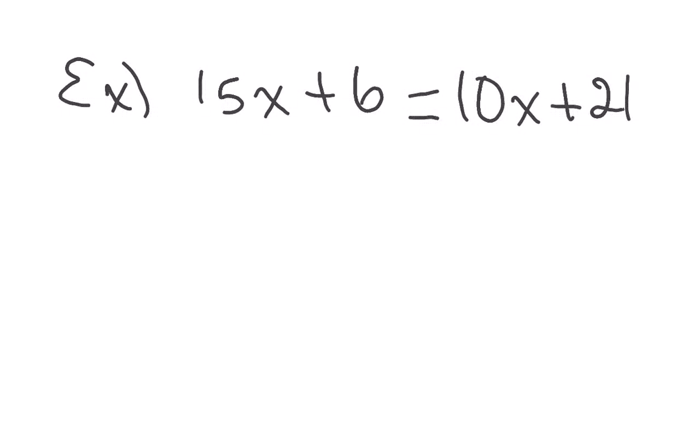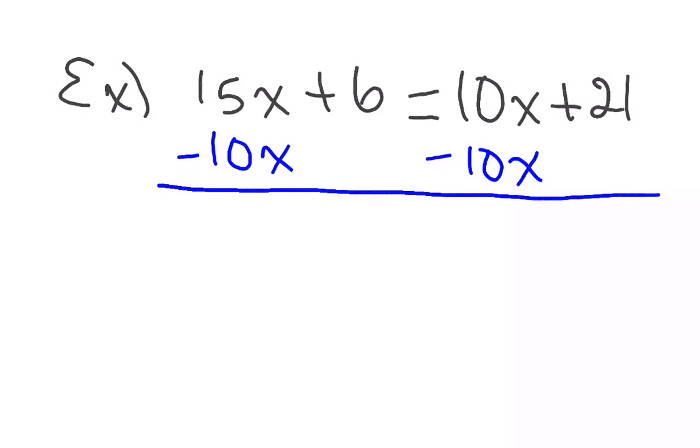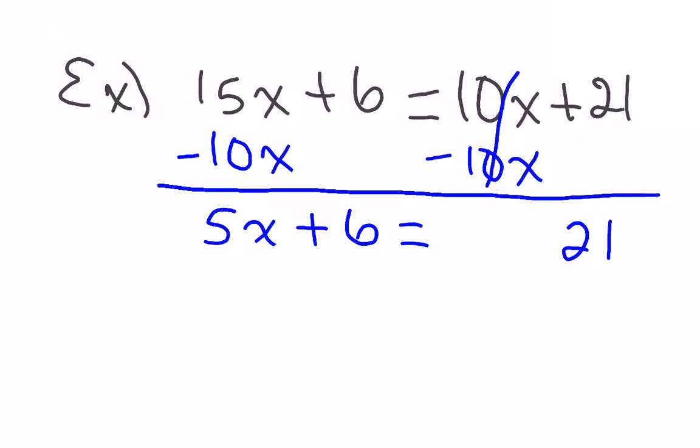So I'm going to start by moving the 10x to the left side. And by doing that, because it is a positive 10x, the opposite operation will be to subtract. And we want to make sure that we subtract it from its like term on the other side. And what we see is that we have 15x minus 10x gives us 5x. The 6 is still there. 10x minus 10x is 0. And we're left with 21 on the right.